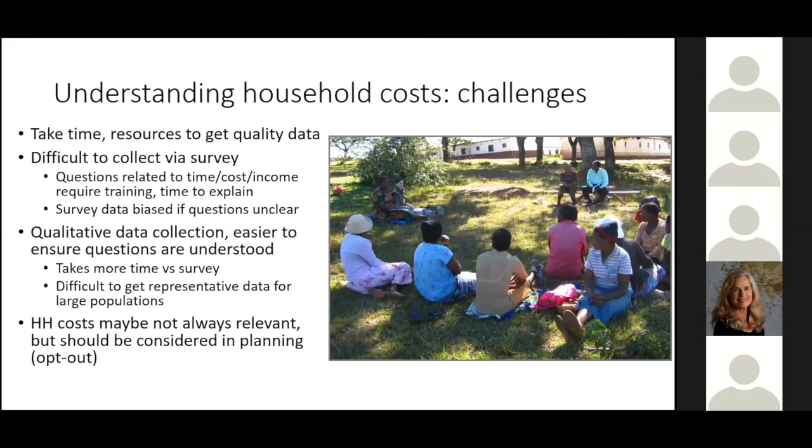From my experience with qualitative approaches, it is easier to ensure that these questions are understood. Of course, qualitative approaches can take more time compared to surveys, and it can be difficult to get representative data for larger populations. And finally, there may be some contexts in which household costs may not be relevant to collect, but they should be considered in planning, and I think researchers should need to opt out rather than opt in, given how useful the information can be for a cost analysis.